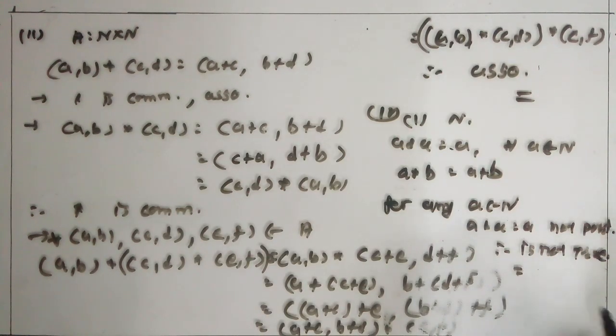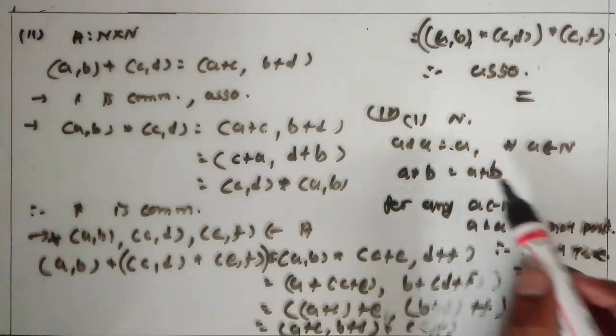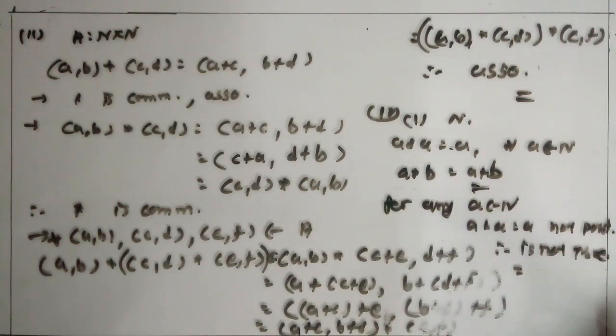Number 2, is star a commutative binary operation on N? Yes, addition is commutative. Addition is also associative. Just try to solve yourself.